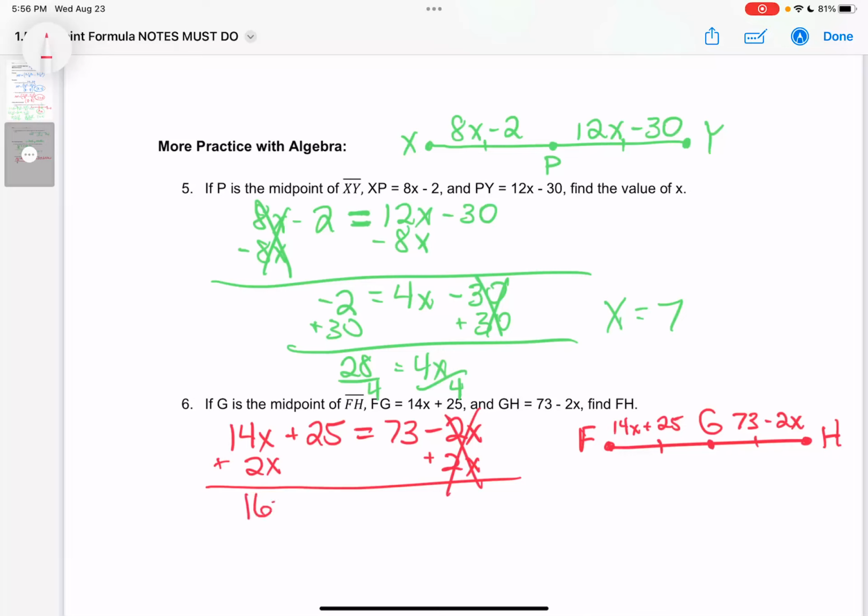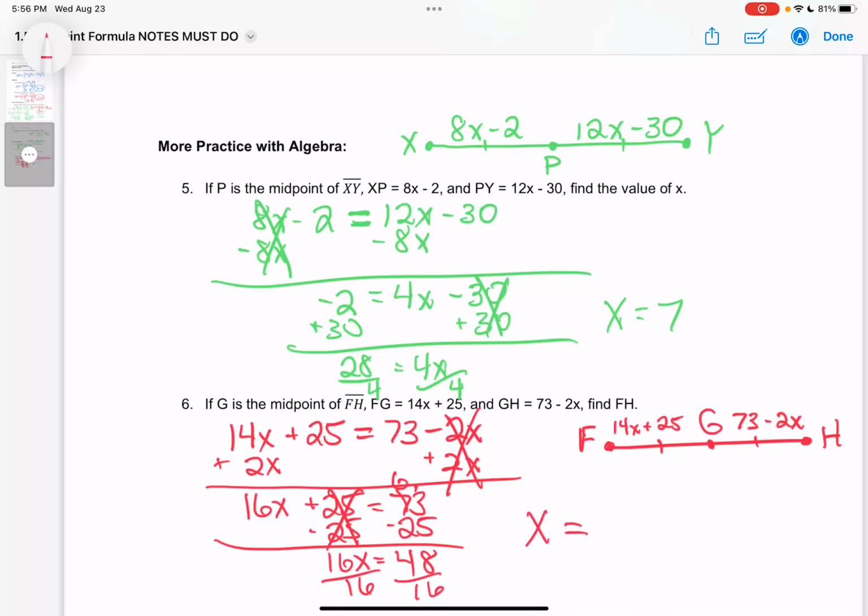So we've got 16x plus 25 equals 73. So 16x, let's see what this is. So 73 minus 25, we've got 48, and then 16x equals 48. Divide both sides by 16, and x equals 3. And that is all.